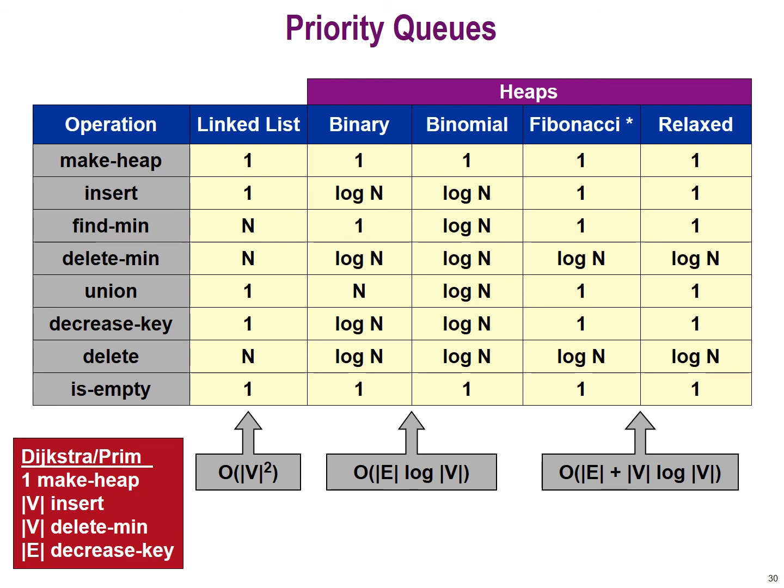So similarly, a priority queue heap can be implemented using a binomial heap, Fibonacci heap and relaxed heap, and we have properties. So this is the comparison for the complexity of binary heap.